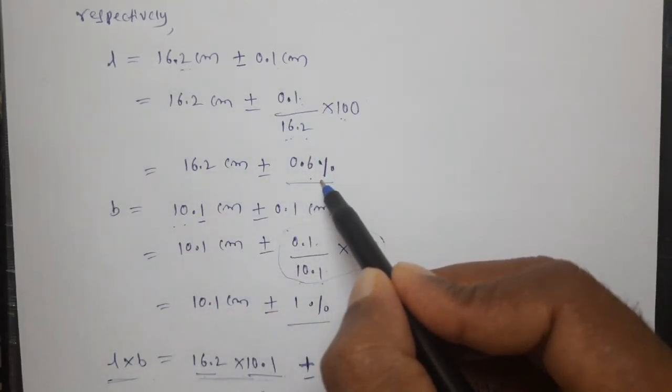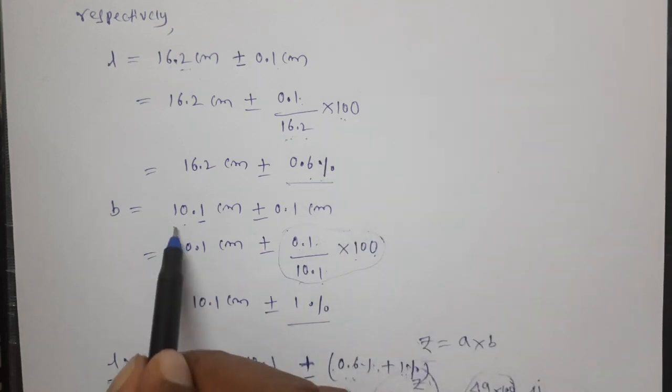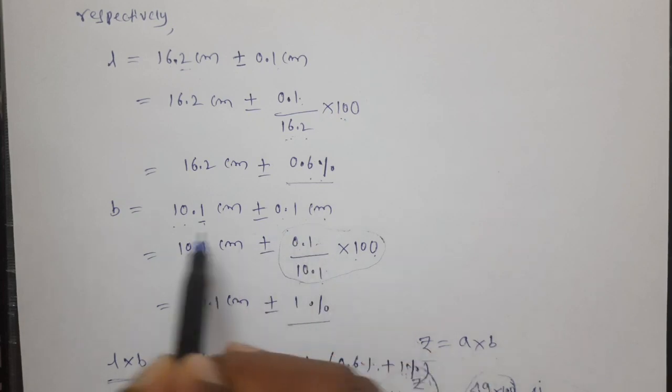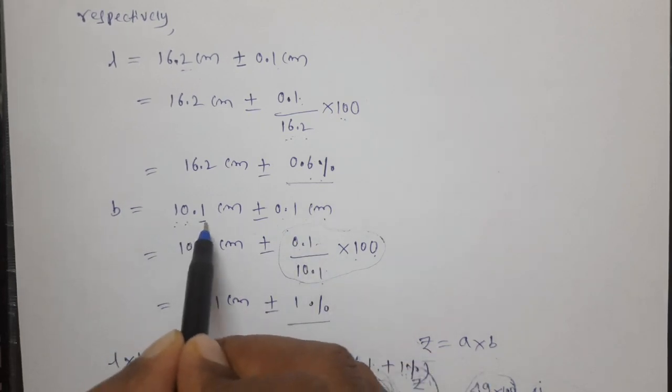And here 10.1 is only given, it is not given with an error. Then what do we write? Plus or minus 0.1 centimeter, because these two are reliable digits, this is the uncertain digit. Later we are converting into percentage error.